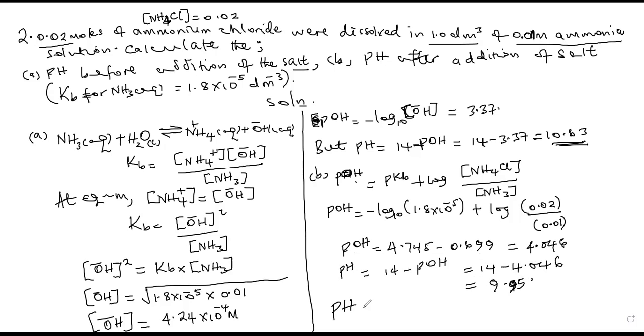They need the pH change, so you have to get the pH change. The pH change will be before adding, 10.63, minus after adding, 9.95. And this one will give me the pH change as 0.68. As simple as that. So our viewers, that is how the number would be done.